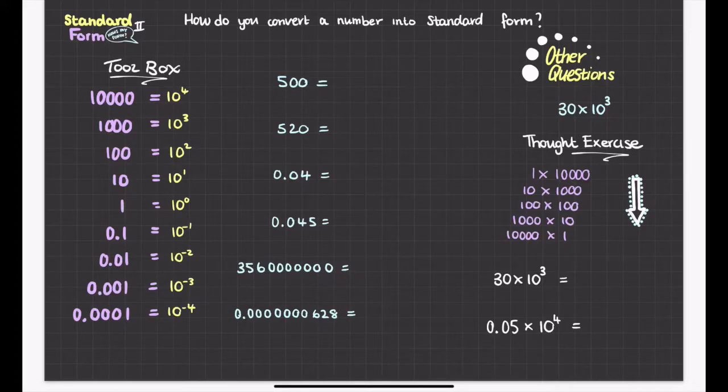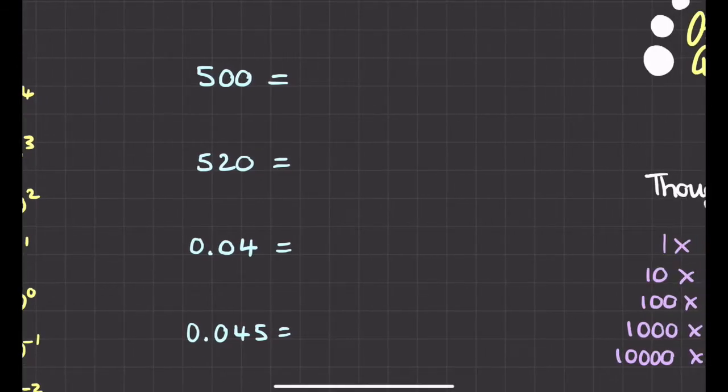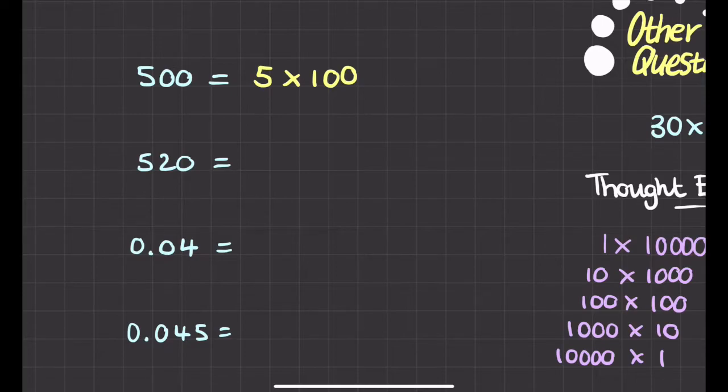How do we convert a number into standard form? Well, we can use this little toolbox to help us change some of these numbers into standard form. Because if you take the number 500, for example, that's the same as 5 times 100. And we know that 100, if we go to our toolbox, is the same as 10 squared. So that's the same as having 5 times 10 squared.